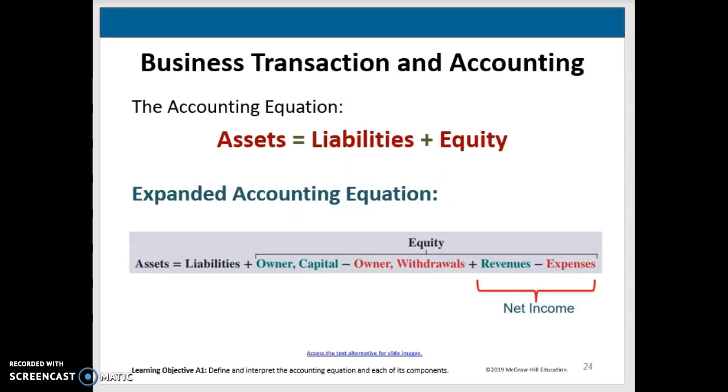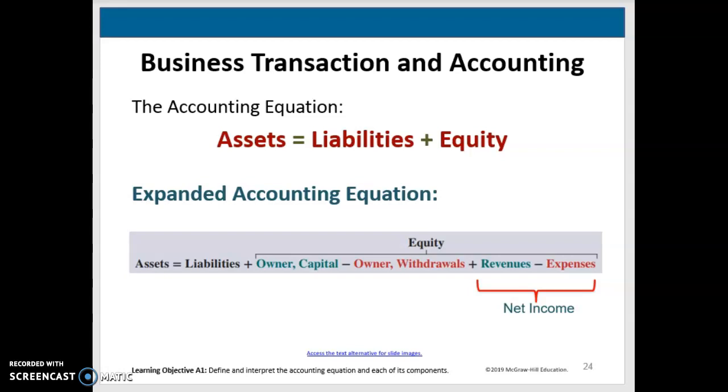Like I said, there are rules for everything in accounting, and it does matter the process that we do things. So the accounting equation, the basic equation is listed here at the top, and it says assets equals liabilities plus equity. So let's get into what they are. Well, our assets are going to be all the good stuff that a business has. So anything that we own that has value.